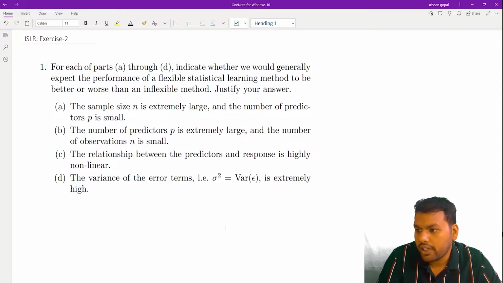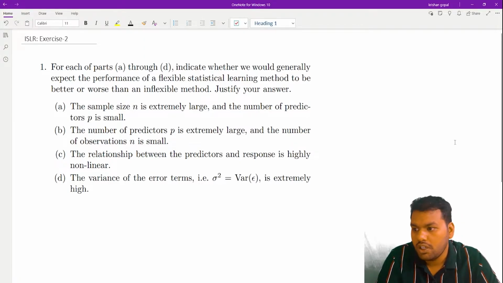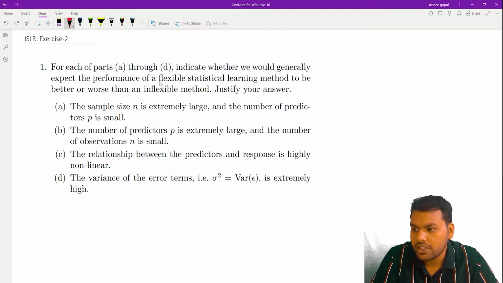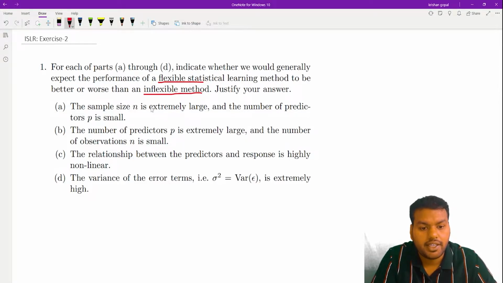It is asking us to indicate whether we would generally expect the performance of a flexible statistical learning method to be better or worse than an inflexible method. To answer this question, first we should understand what the flexible method and the inflexible method are. Generally, we use a flexible method when we have a complex data set, when we have a large amount of data, and when we have a high bias model.